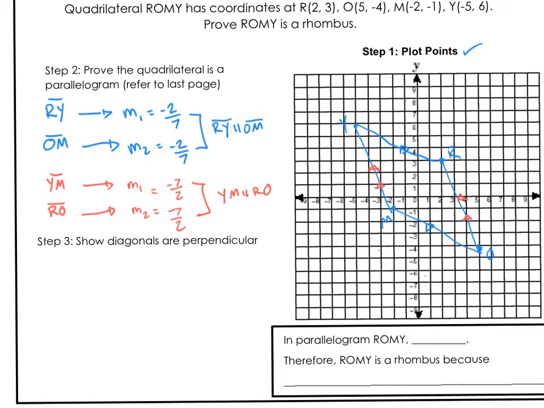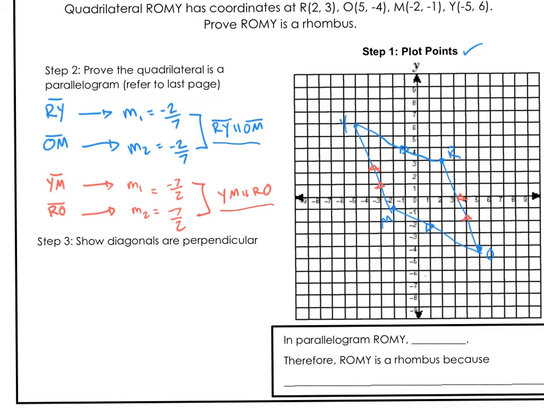All right, so hopefully you have it written out just like this. We found that the slopes of RY and OM are negative 2 over 7. Both of them have negative 2 over 7, so that proves that RY is parallel to OM. And then we have the slopes of YM and RO, which are negative 7 over 2, so we show that opposite sides are parallel. So right here, we show that opposite sides are parallel. We know it's a parallelogram.